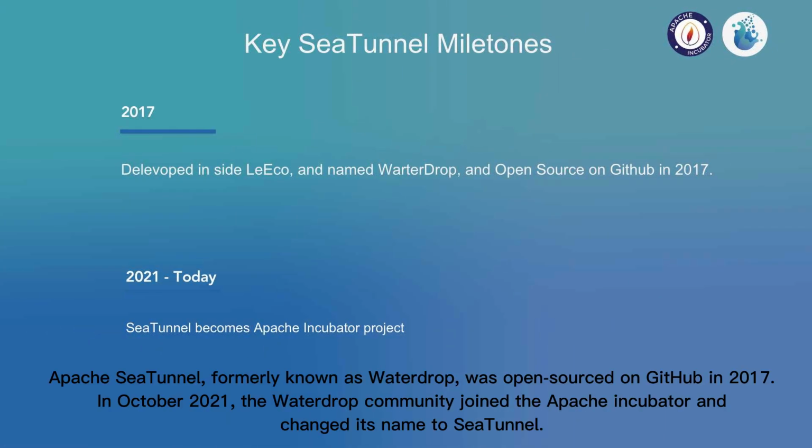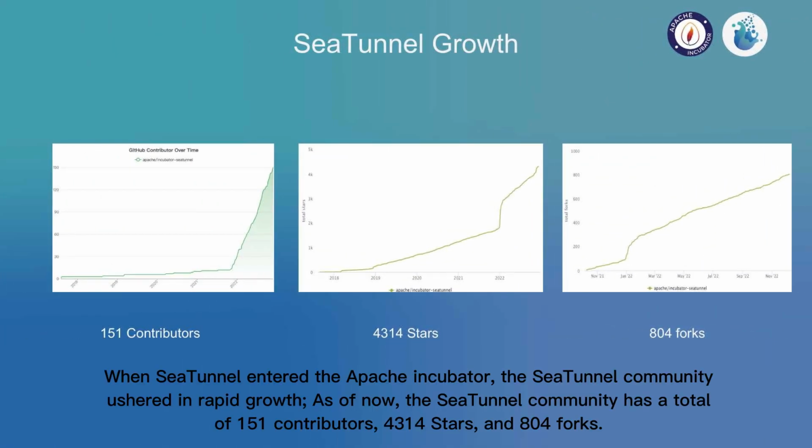Apache SeaTunnel, formerly known as Waterdrop, was open-sourced on GitHub in 2017. In October 2021, the Waterdrop community joined the Apache Incubator and changed its name to SeaTunnel. When SeaTunnel entered the Apache Incubator, the SeaTunnel community ushered in rapid growth. As of now, the SeaTunnel community has a total of 151 contributors, 4,314 stars, and 800 forks.